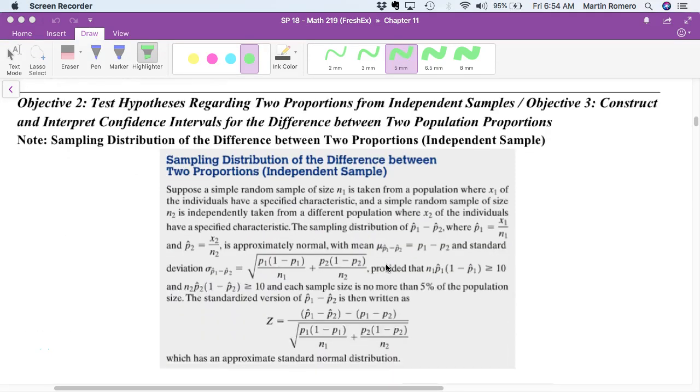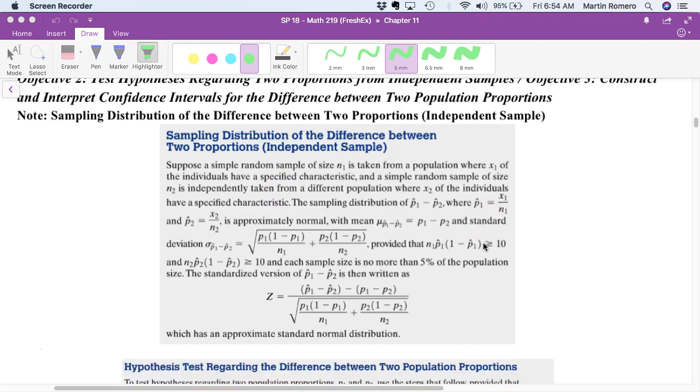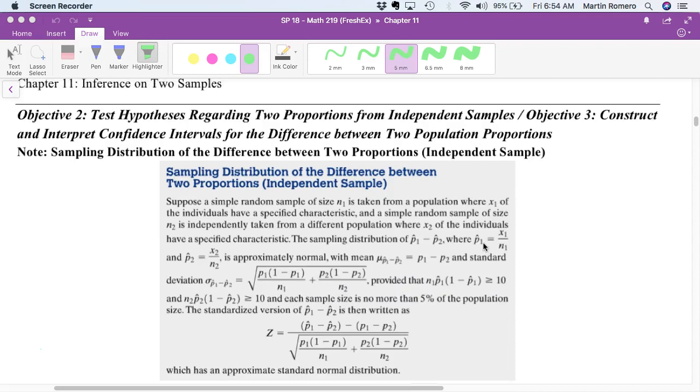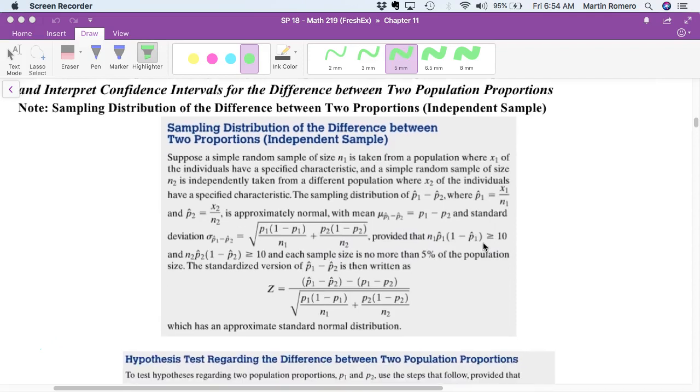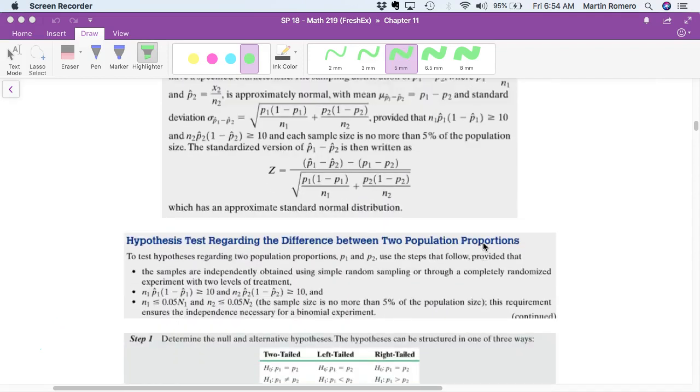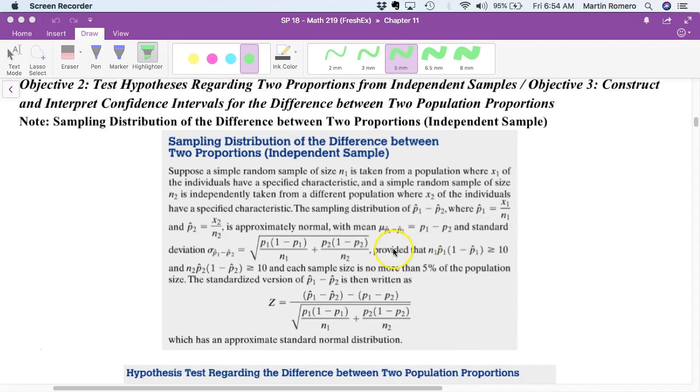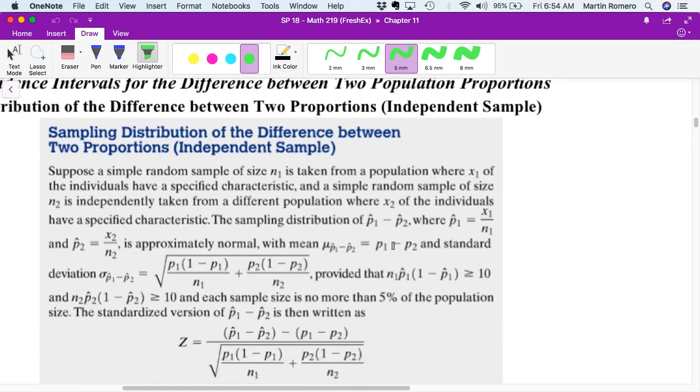This is part 2 for chapter 11.1, hypothesis testing regarding two proportions from independent samples. In your note sheets, on the second page, you have the steps like I've provided previously for chapter 10. You have all these steps, and you can see if we had to do hand calculations, it would take us a long time. That's why I prefer StatCrunch.